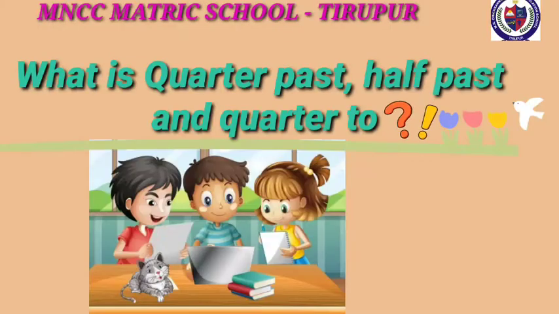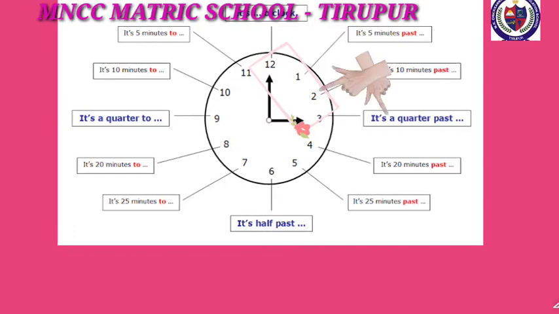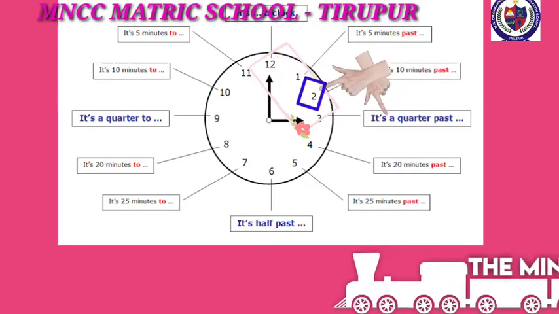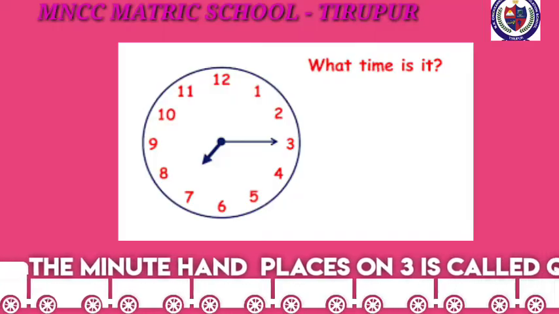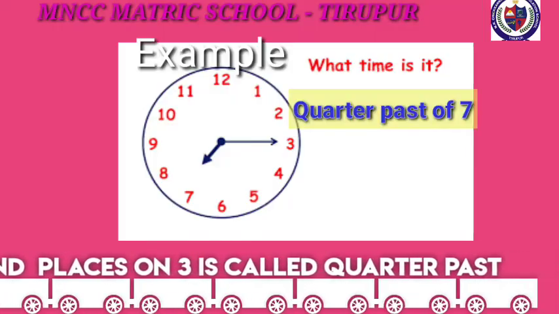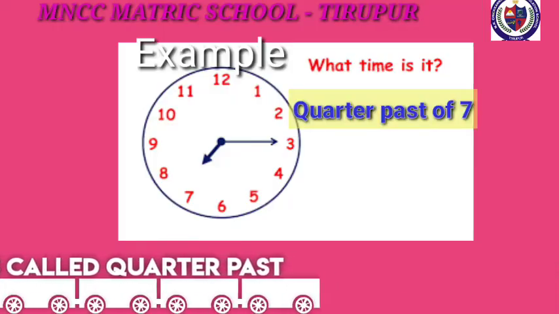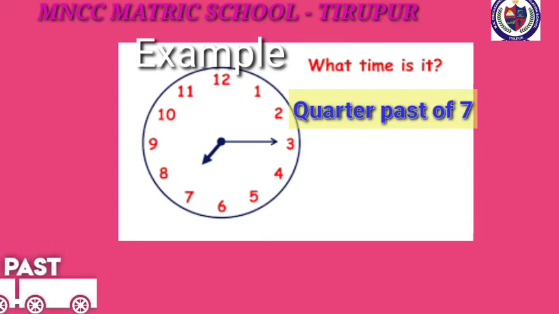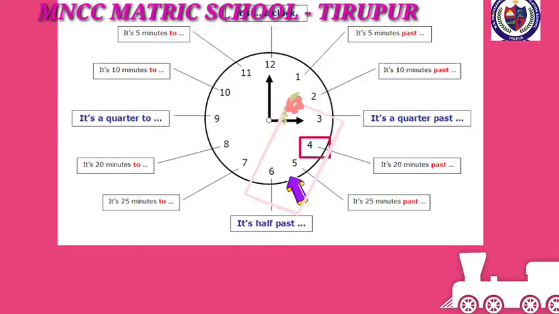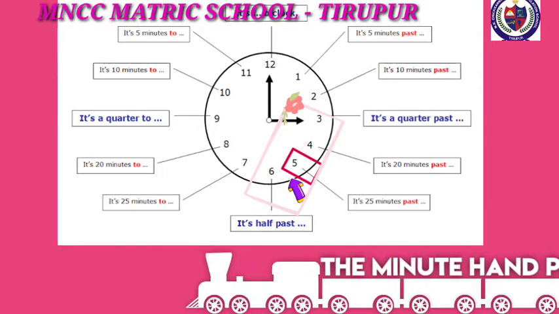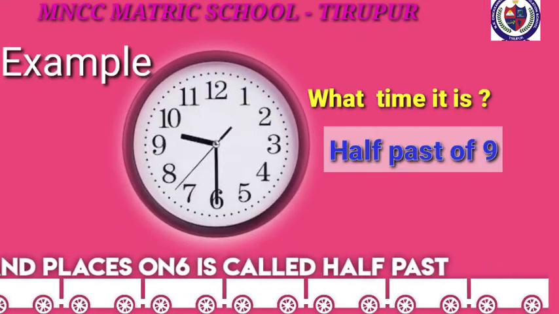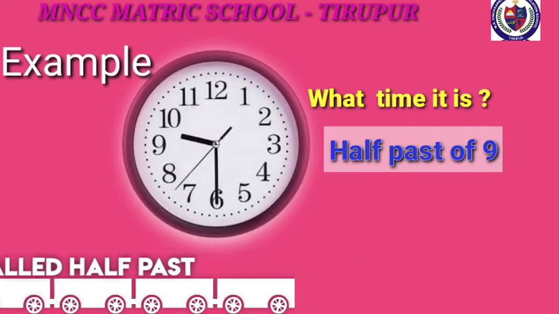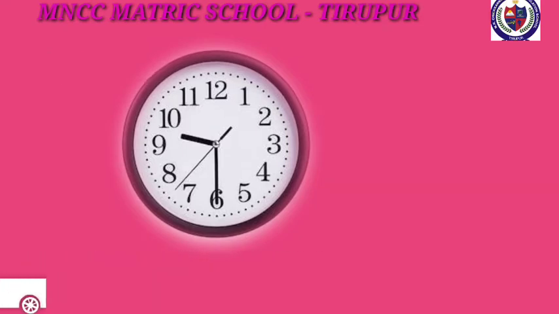Our next topic is what is quarter past, half past and quarter to. In the picture, the minute hand moves from 12 to 3 and faces 3, which is called quarter past. The minute hand faces 3 and the hour hand faces 7. It is called quarter past 7. The minute hand or long hand faces 6. It is called half past. The minute hand faces 6 and the hour hand faces 9. It is called half past 9.